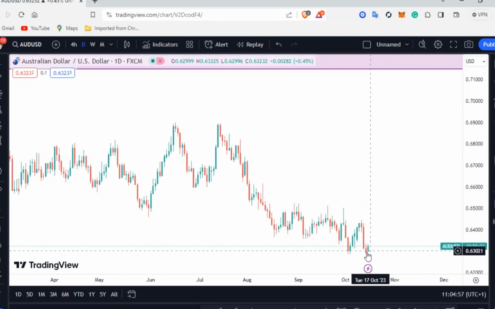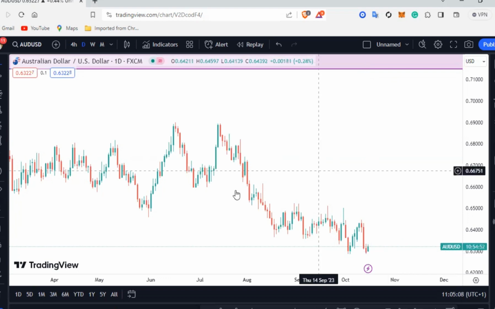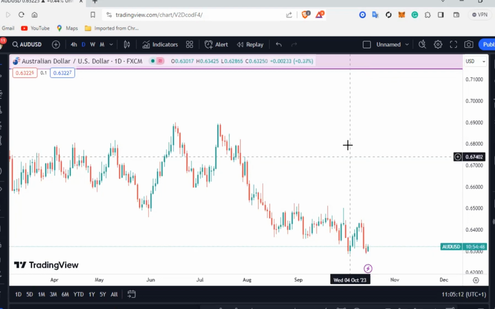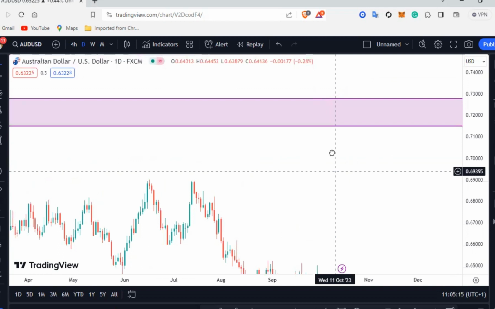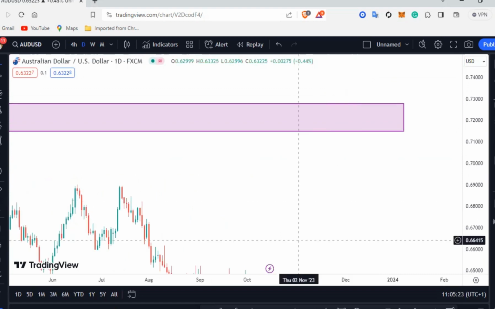Today is the 16th of October 2023. So this is over 13 to 15 months. That's over a year actually, from March last year to October this year. That's well over a year. Now, I would like to mark this level for you so that you can take note of it. Let me just put a line there.